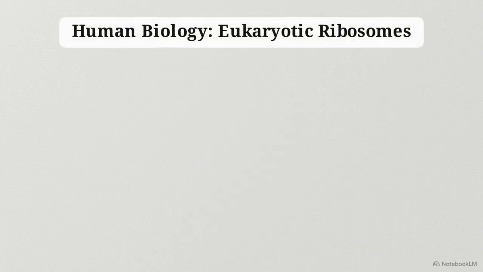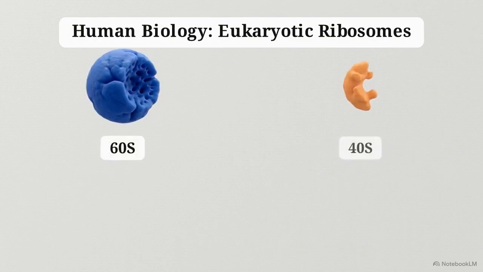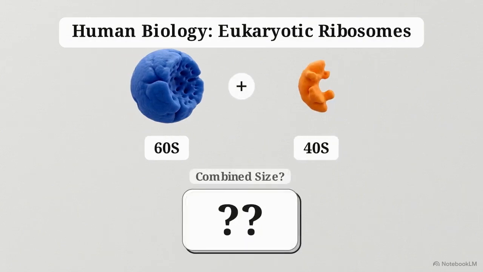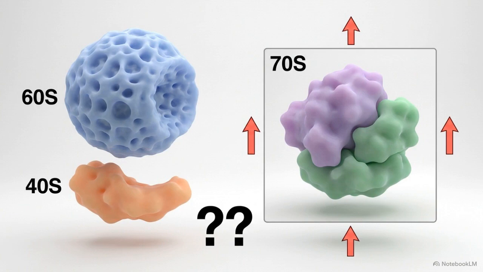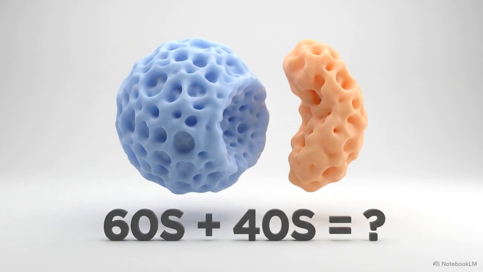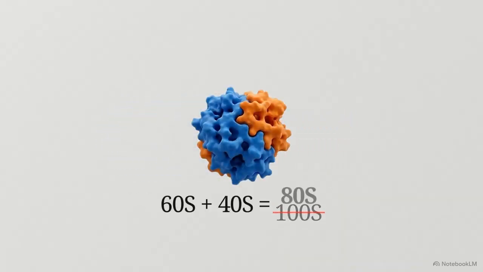Now let's pivot to human biology. Our cells use a larger eukaryotic ribosome, built from a 60S large subunit and a 40S small subunit. So what happens when they dock? Apply the rule of interlocking drag we just covered. We know that standard addition gives us 100, and we know that standard addition will fail. Take a second to predict the combined S value. When the 60S and 40S subunits snap together, their combined sedimentation rate is 80S.